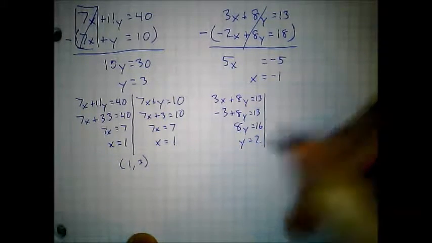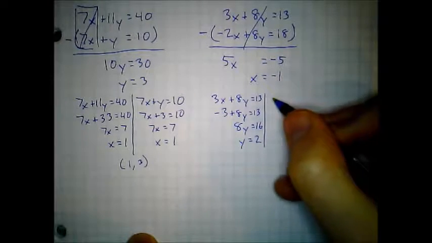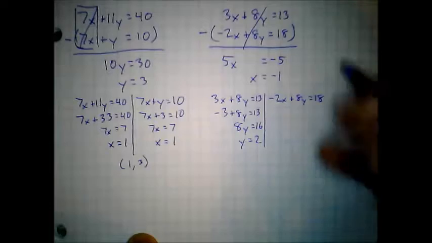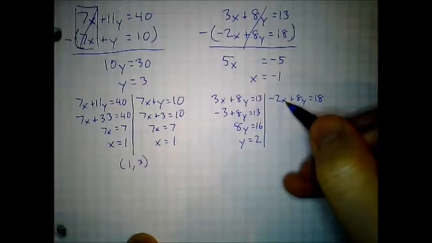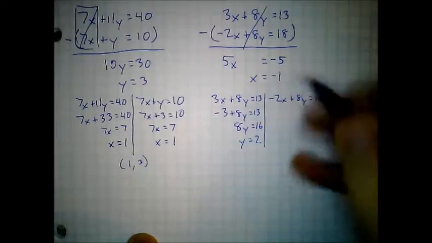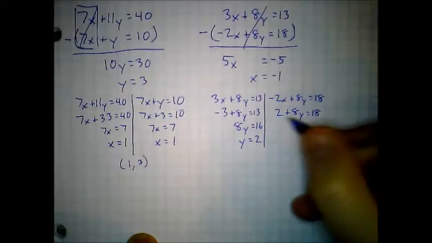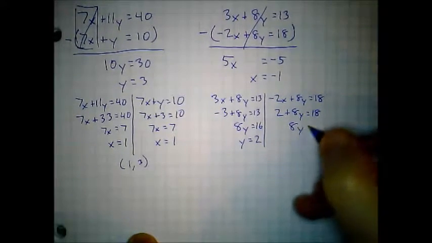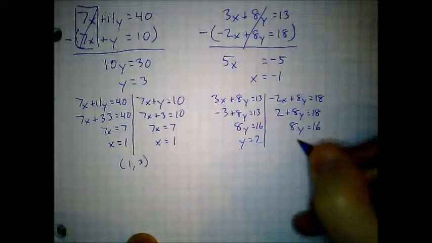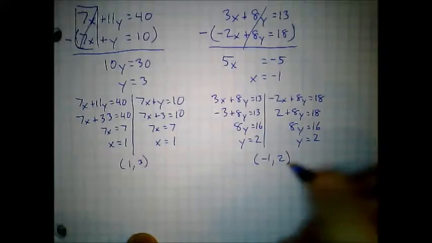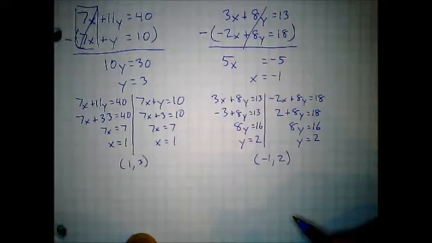In our second equation, just to make sure we also get y equals 2, we have negative 2x plus 8y equals 18. We substitute negative 1 in for x, because that's what x equals. Negative 2 times negative 1 is positive 2, plus 8y equals 18. Subtract 2 from both sides. 8y equals 16. Divide by 8. We also get y equals 2. So these two lines intersect at the point negative 1, 2. Okay, great.